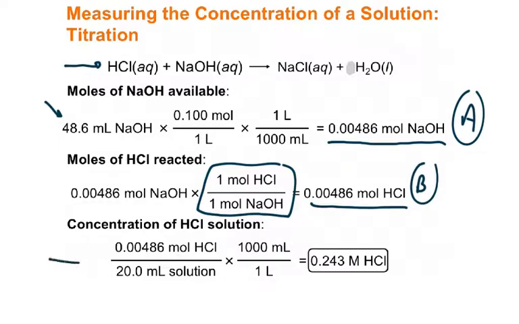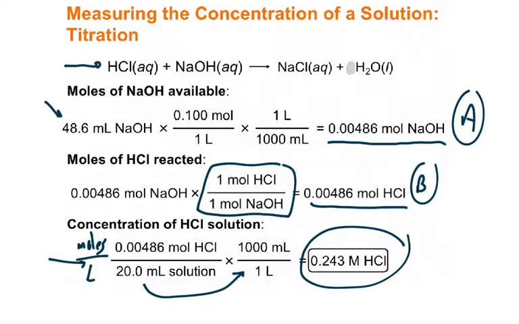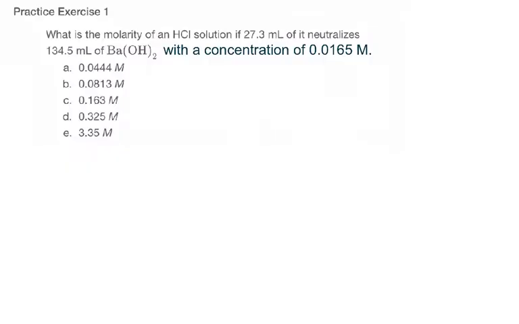And then over here, molarity, or moles, divided by the volume in liters. They changed it to liters over here by dividing by 1,000. Gives you the answer that we got. So we were able to determine the concentration of the unknown solution, which was HCl. Now let's try a couple of practice problems.